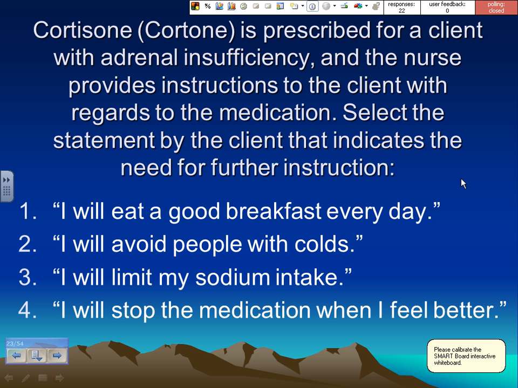Cortisone, prescribed for the client with adrenal insufficiency. The nurse provides instructions. Which statement indicates the need for further instruction? I will eat a good breakfast every day. I will avoid people with colds. I'll limit my sodium intake. I'll stop the medication when I feel better.